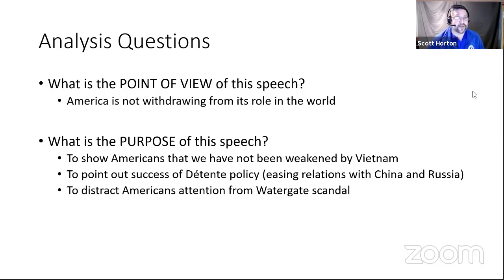He also, a point that you probably wouldn't know without knowing the context of the speech, you could also argue that he's trying to distract Americans from the growing Watergate scandal, which is really beginning to take off at this point, in 1973. So by pointing out foreign policy successes, people might pay a little bit less attention to some of the domestic issues that are going on at home. So that could also be a purpose of the speech, because of course Watergate is not mentioned here.